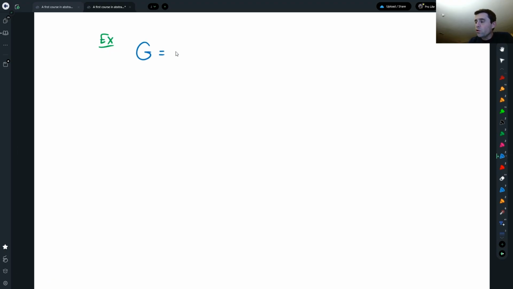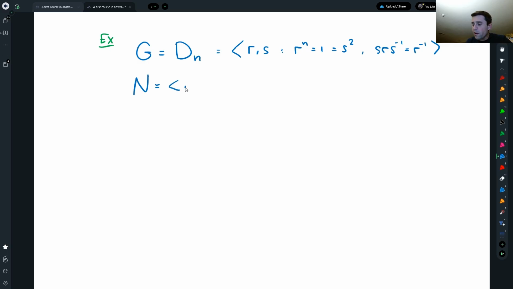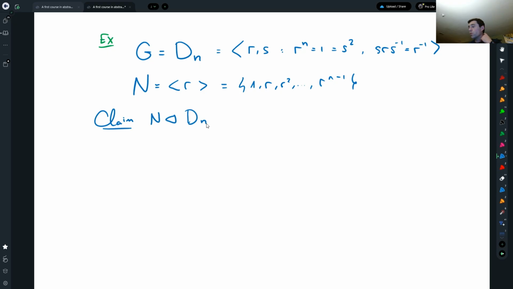My group is going to be the dihedral group, D_n. Remember that that is generated by r and s, where r to the n is 1, s squared is 1, and s r s inverse is r inverse. The subgroup that I want to prove is normal is the subgroup generated by r, so that is the identity, r, r squared, up to r to the n minus 1, because r has order n. I want to prove that N is normal in the dihedral group.